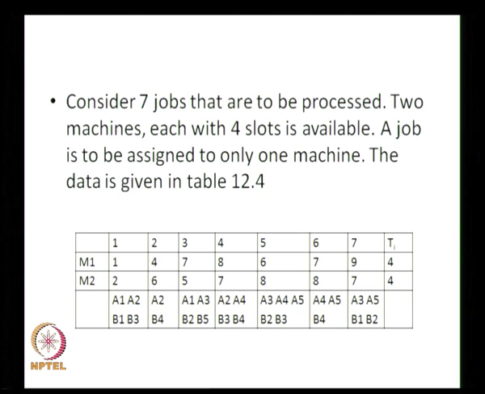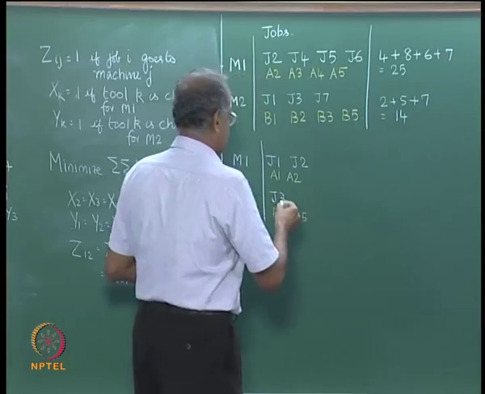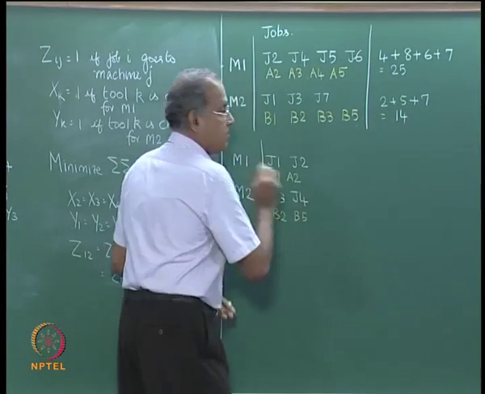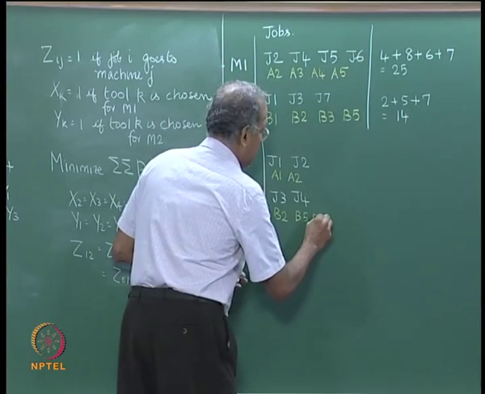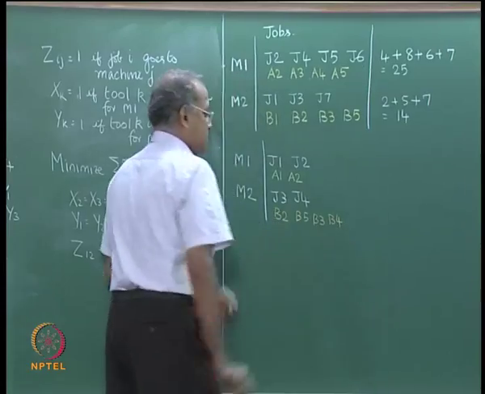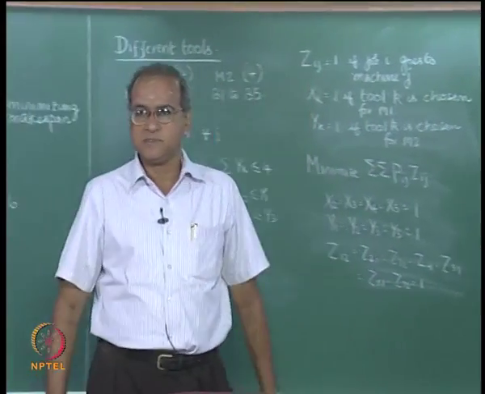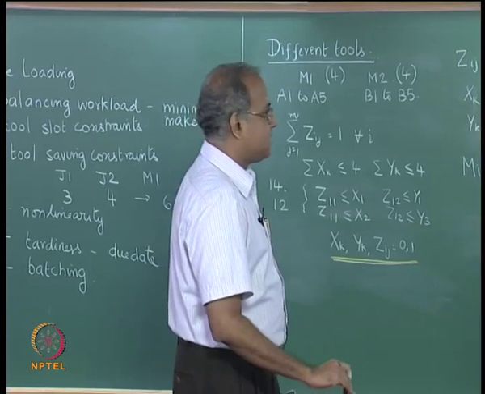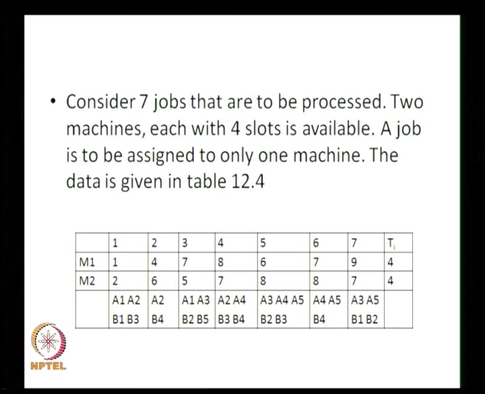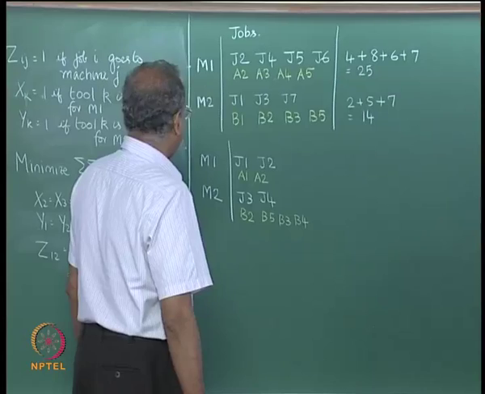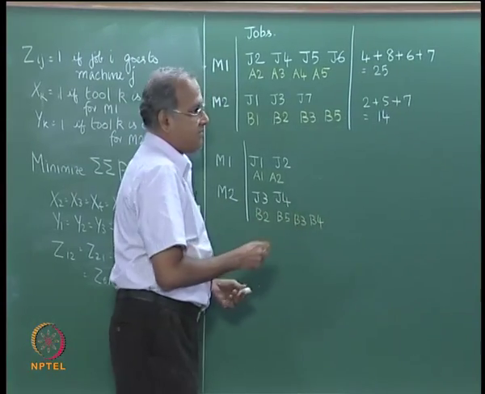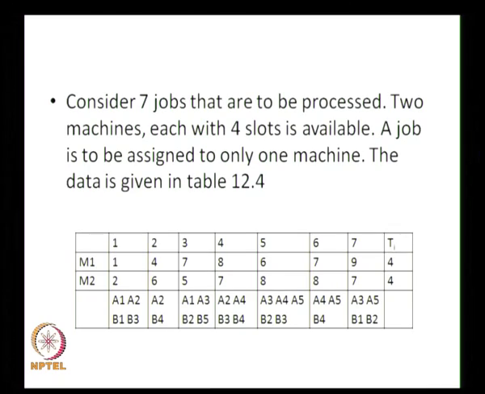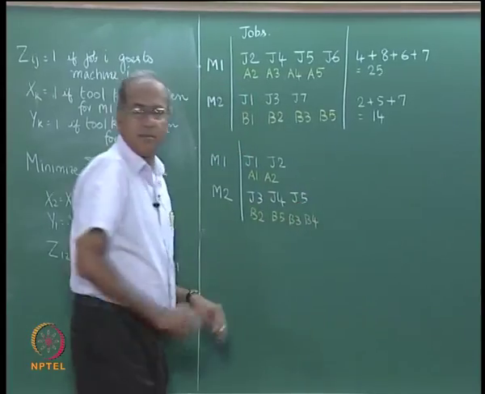J4 goes to M2, B3 and B4. So, all the 4 tools are exhausted, tool slots are exhausted. J5 on M1, A3, A4, A5 cannot include. Therefore, J5's B2, B3 are already here. So, J5 goes here.